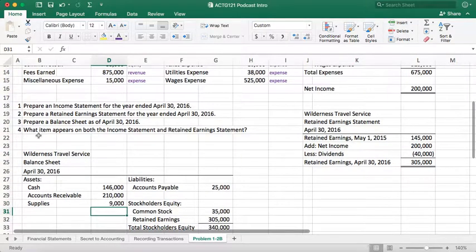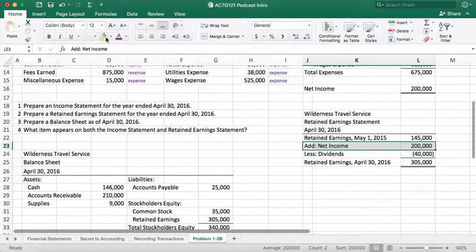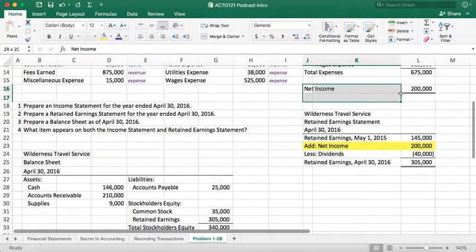The last question is, what item appears on both the income statement and the retained earnings statement? And that's an easy one, right? It's net income. It appears on both statements.